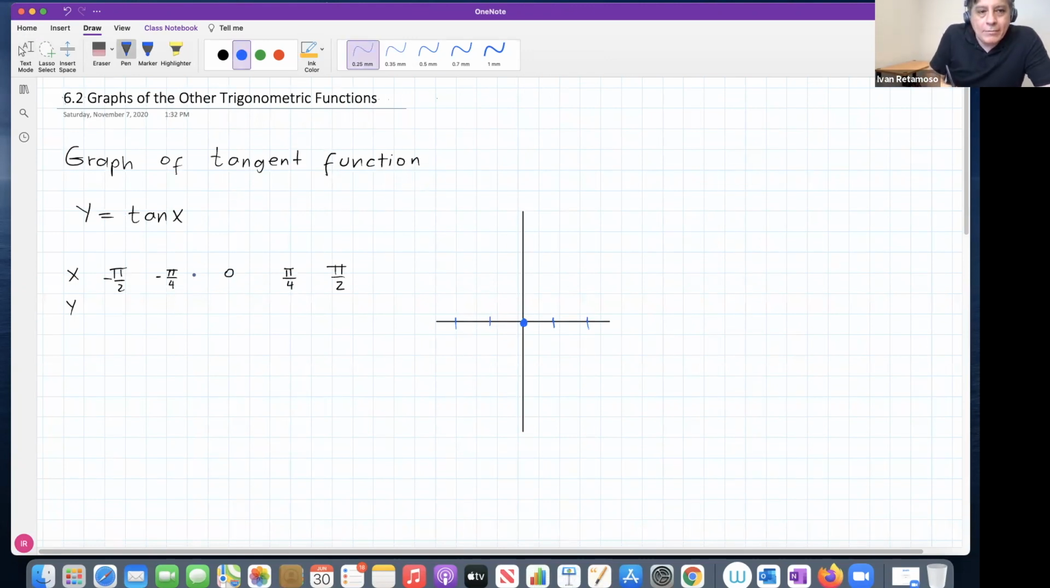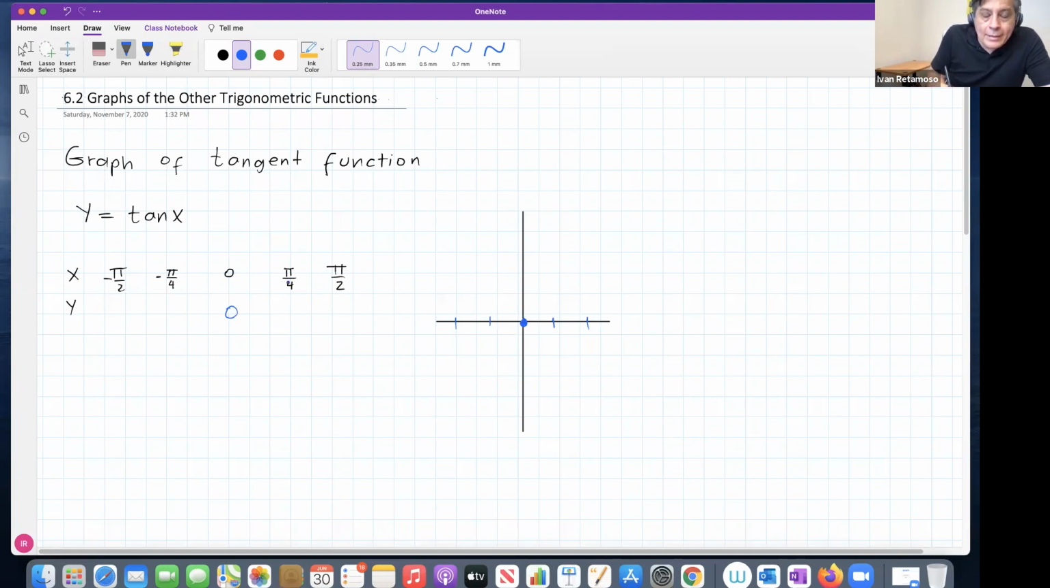How do you graph the tangent function? y equals tangent of x. Let x be 0, for example. Tangent of 0 is sine of 0 over cosine of 0, which is 0. So we get our first point here, 0 with 0.